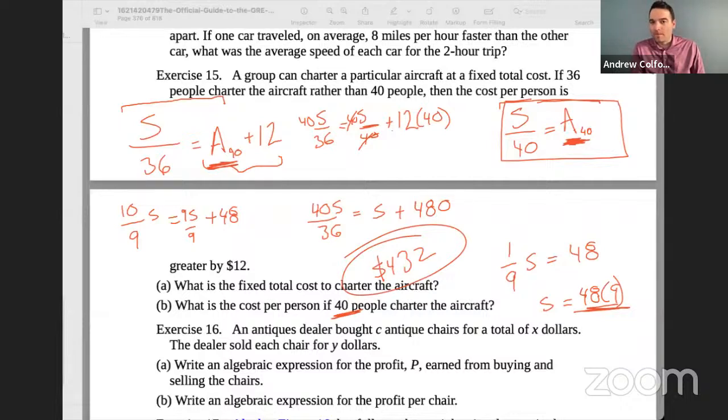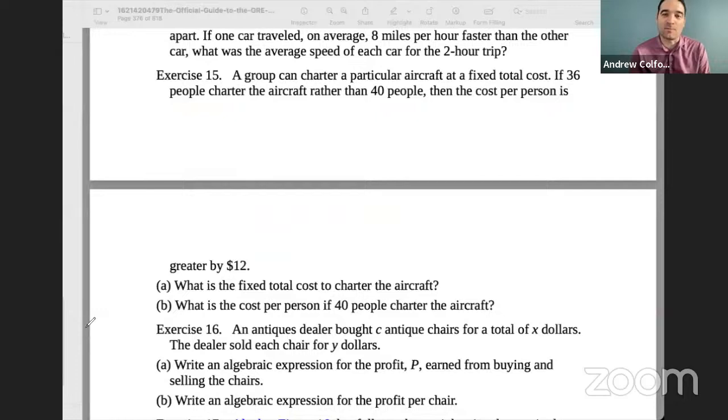Okay. Now, here's my wild card way to solve this. And this is a good sort of guiding principle for word problems. Word problems take place in the real world.